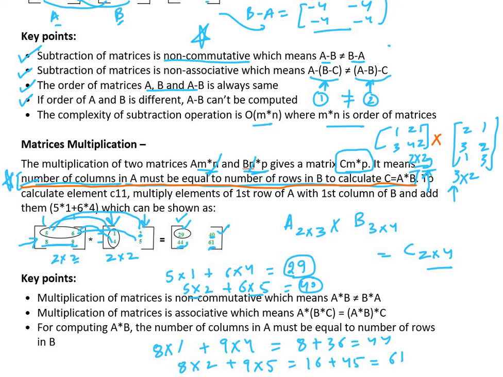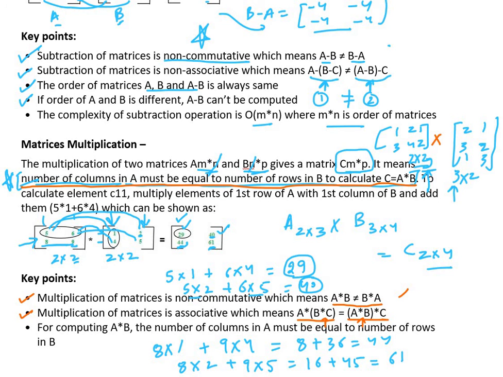So moving on to the key points, multiplication of matrices is non-commutative, which means A cross B is not equal to B cross A. It will yield a totally different result. So this you have to remember. Multiplication of matrices is associative, which means A into B into C is equal to, whether you multiply B with C first before multiplying with A, or you multiply A with B and then multiply with C, you'll get the same result. So matrix multiplication is associative.